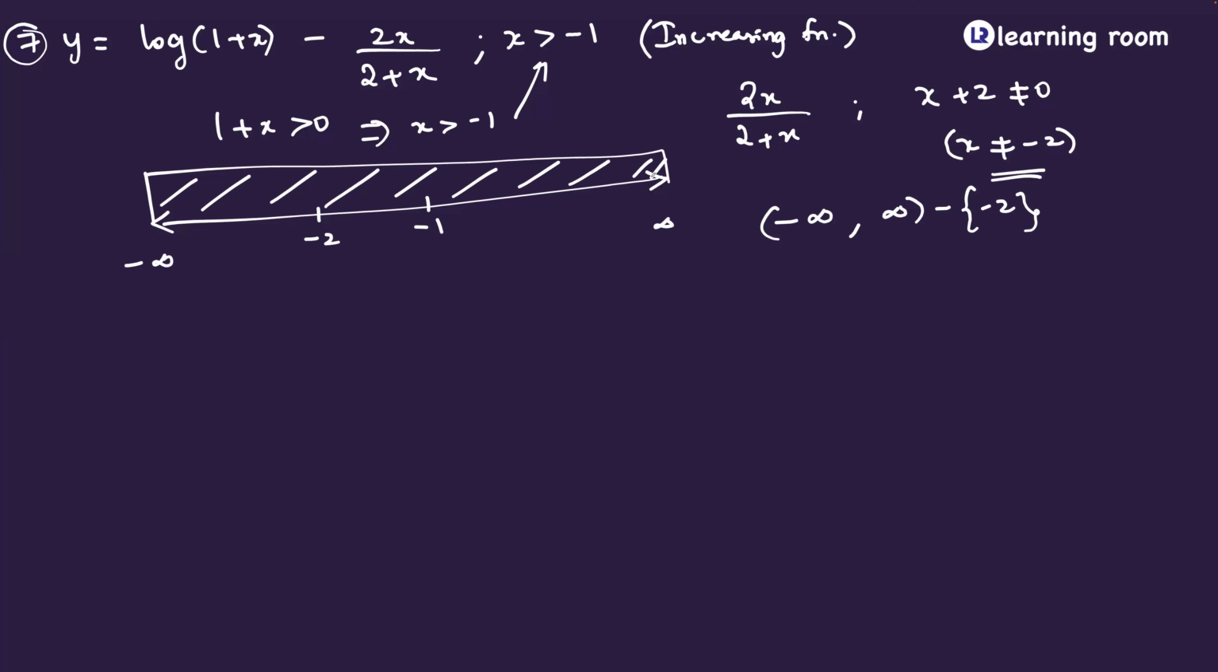When I say x is greater than minus 1, I'm talking about this interval. So what is the intersection of these two? The intersection is going to be between minus 1 to infinity. That is why the domain is strictly minus 1 to infinity. I hope you could understand.